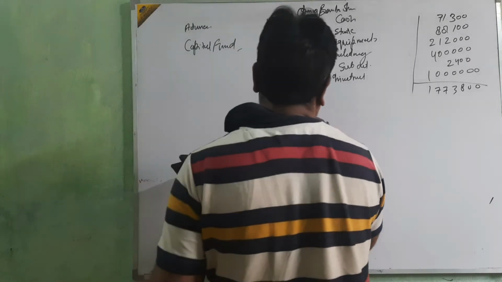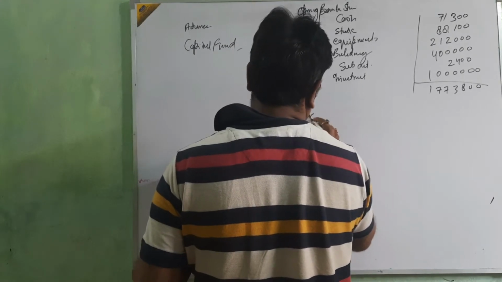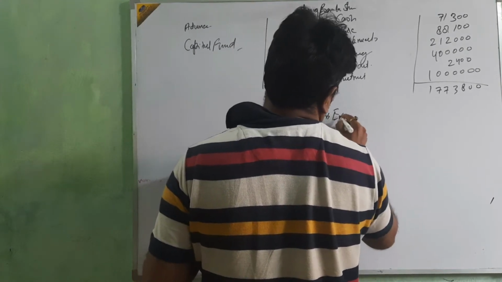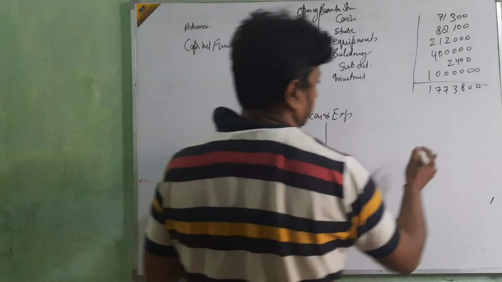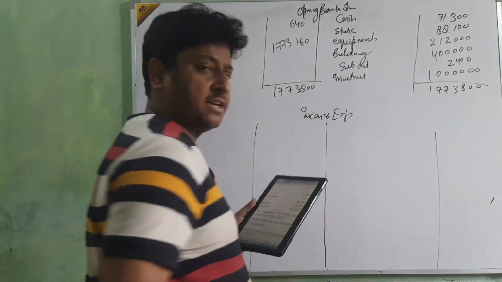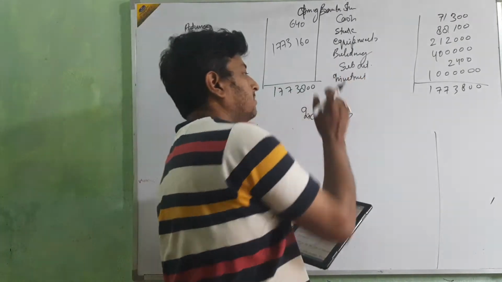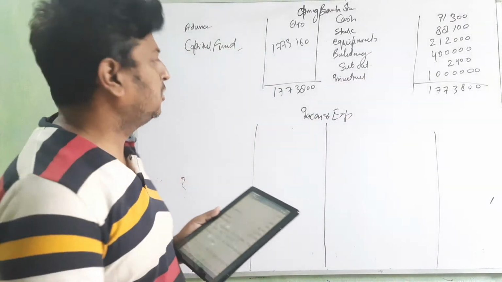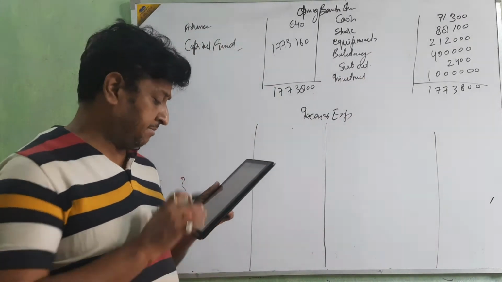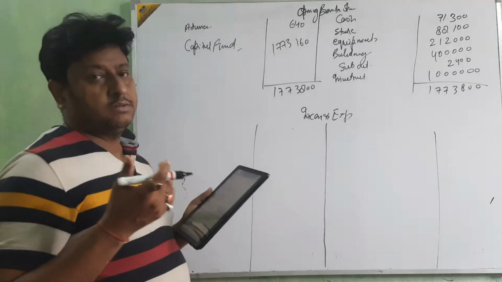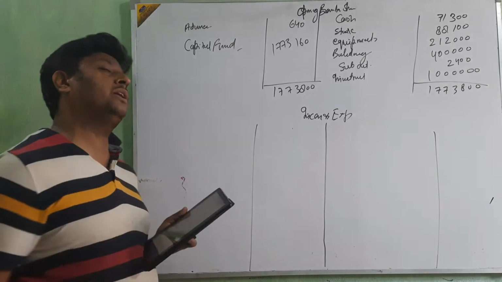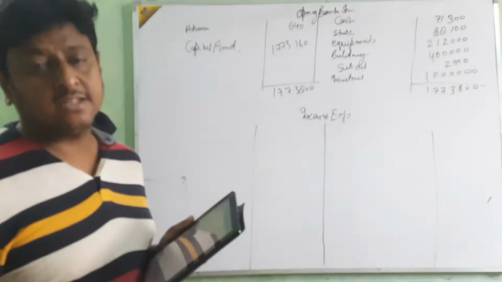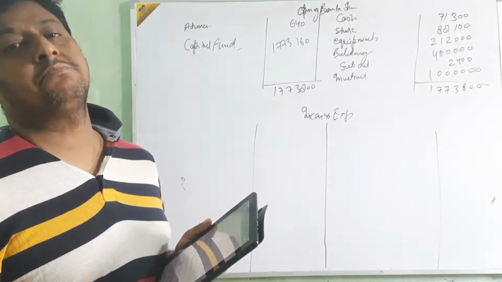Okay, just go for the income and expenditure. Clear, beta? I think it's clear. The only thing that came is the interest. Interest is given. On the basis of that interest, we are going to calculate the investment amount.